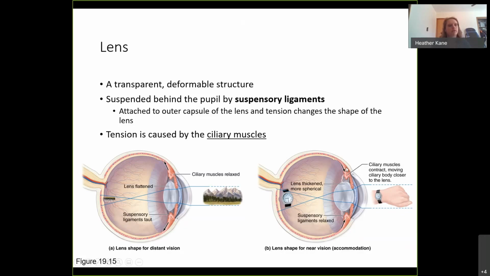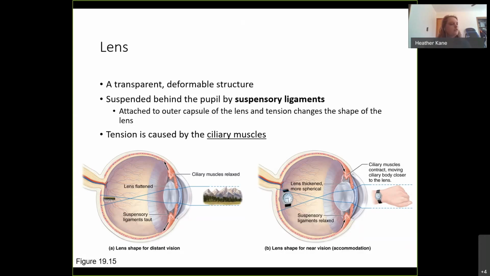which is going to cause those suspensory ligaments to be relaxed. And as those suspensory ligaments are relaxed, then the lens is going to go to its sort of normal shape, which is going to be a very spherical shape, kind of like a dome shape.